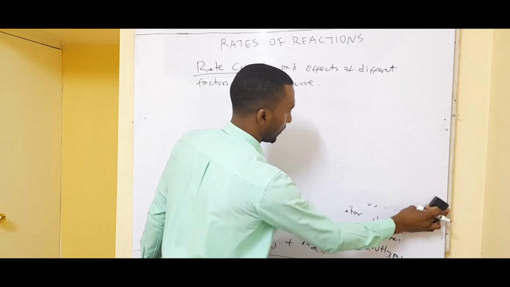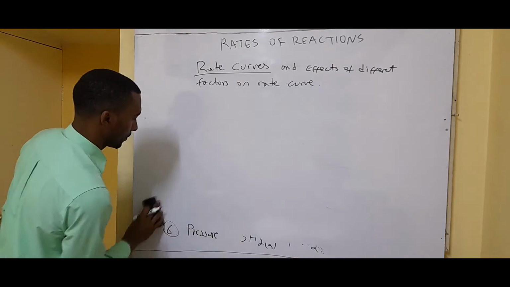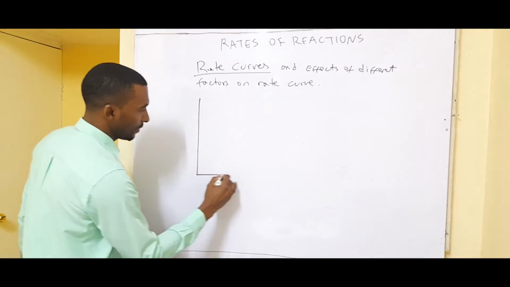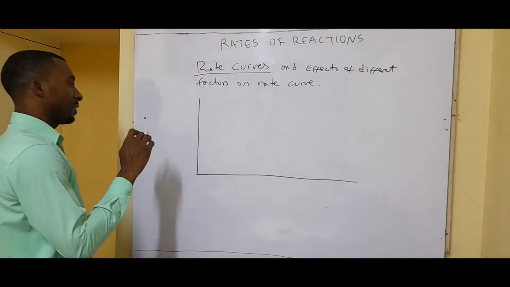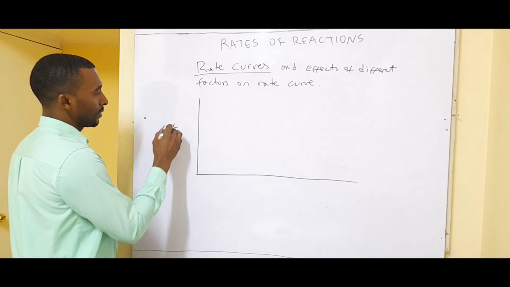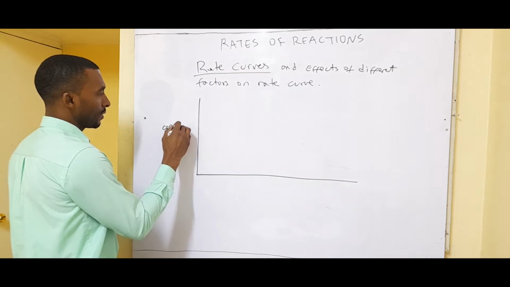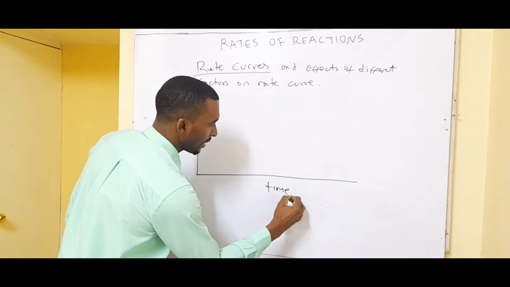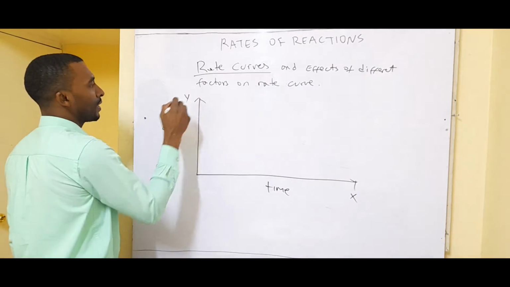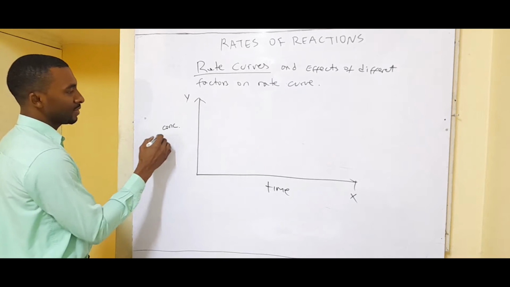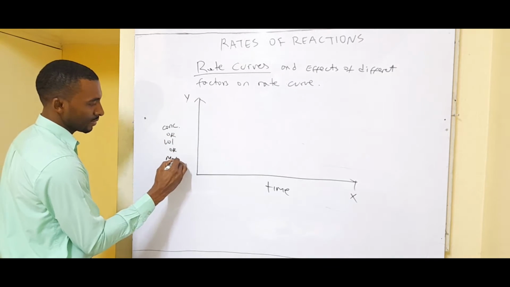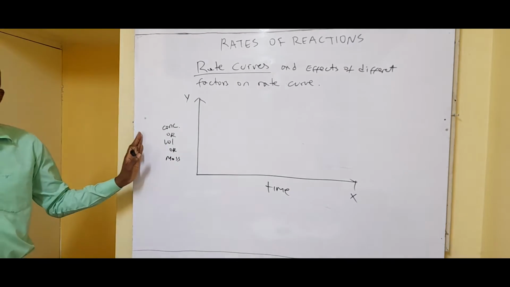Let's do both of them in one, right? Normally, as I said before, it can be concentration here versus time. So time is always on the x-axis, right? So time will always be here. But on the y-axis, it can either be concentration, or volume, or mass. It can be on this axis, alright?